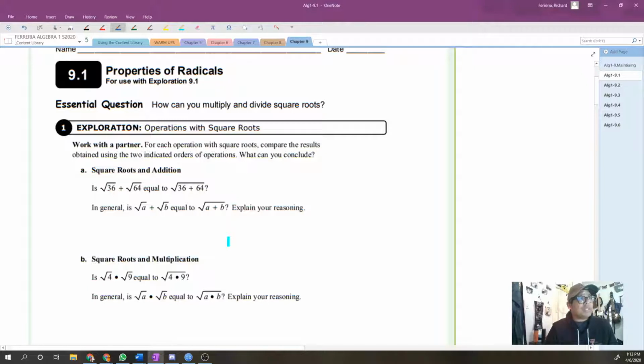What is radical 36? Well, radical 36 is equal to 6. Radical 64 is equal to 8. So when I say radical 36 plus radical 64, that's the same thing as saying 6 plus 8, which is 14. Now on the other side of things, we have the square root of 36 plus 64. So notice here we're going to do the addition first, and then we'll take the square root later. 36 plus 64 is 100, and the square root of 100 is 10. So notice that these are not the same.